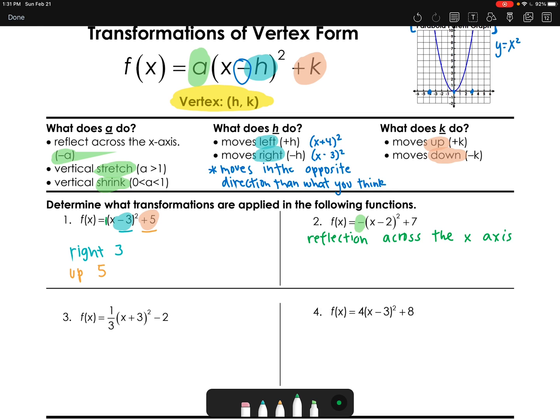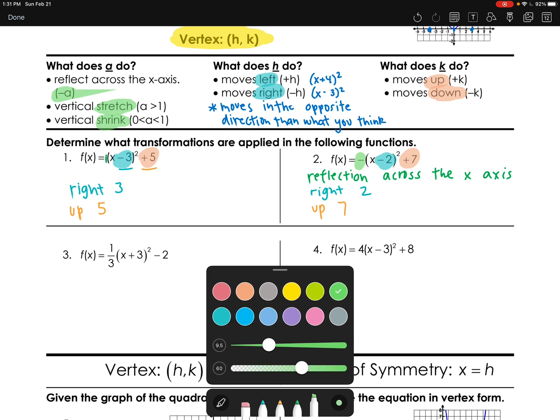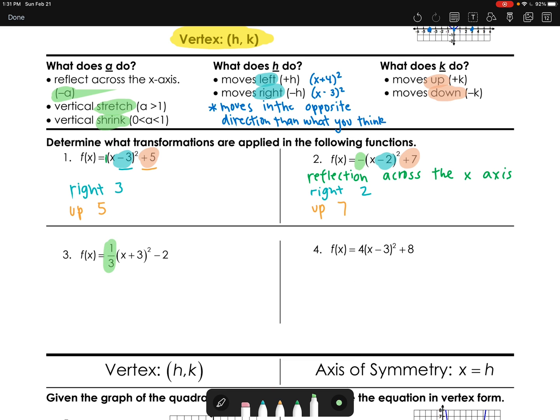Whenever you see a negative, that means you are reflecting across the x-axis. So then the next thing I'm looking at is my h value, and remember it's the opposite of what you think. Since it's -2, we are going to the right 2. And for my k value here, we are moving up 7. Okay? Try 3 and 4 on your own, and you can just pause the video and try that and come back.